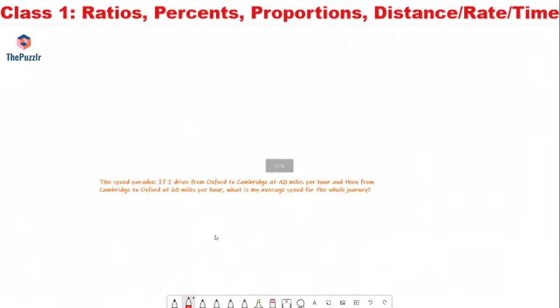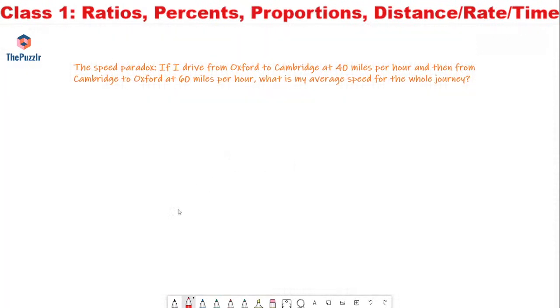Let's look at a speed paradox. What's the Puzzler's channel without paradoxes? If I drive from Oxford to Cambridge at 40 miles per hour and then from Cambridge to Oxford at 60 miles per hour, what is my average speed for the whole journey? So now you might just think it's 50, but try to figure out what it is.